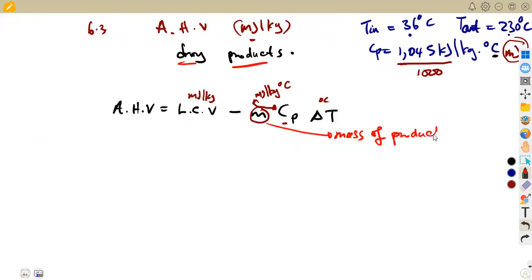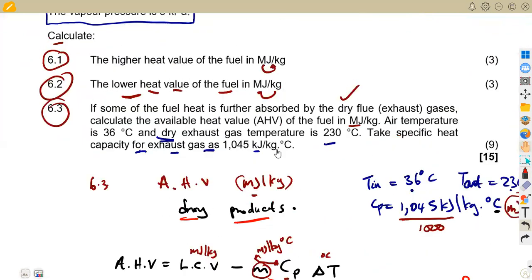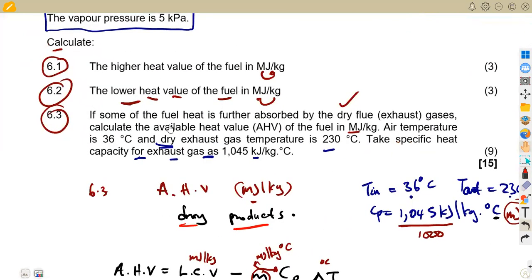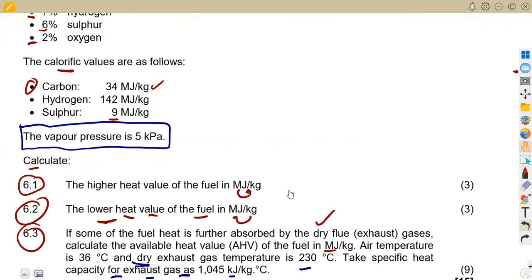Of the products of combustion, after the combustion has taken place. That is how we are given the problem here. Some of the fuel heat is further absorbed by the dry flue gas, which is exhaust gas. The exhaust gas we're talking about, these are the products of combustion. Combustion has already taken place, so that's why we have to consider the products in this case.